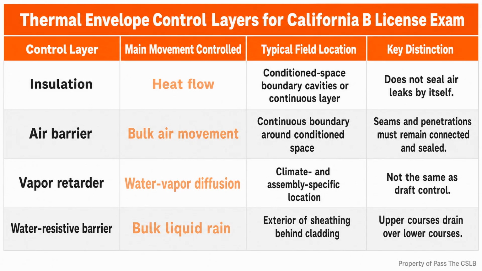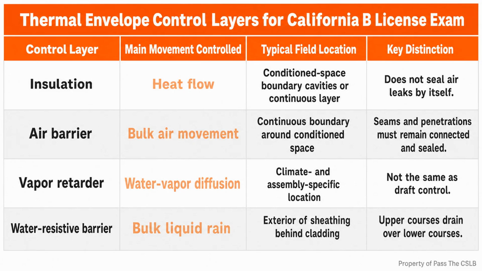The easiest confusion to eliminate is the difference among insulation, an air barrier, a vapor retarder, and a water-resistive barrier. The comparison chart separates those four jobs. Insulation slows heat transfer. An air barrier stops bulk air movement through connected leaks. A vapor retarder limits water vapor diffusion. A water-resistive barrier sheds bulk liquid water at the exterior and is installed so water drains outward rather than behind the layers below it.